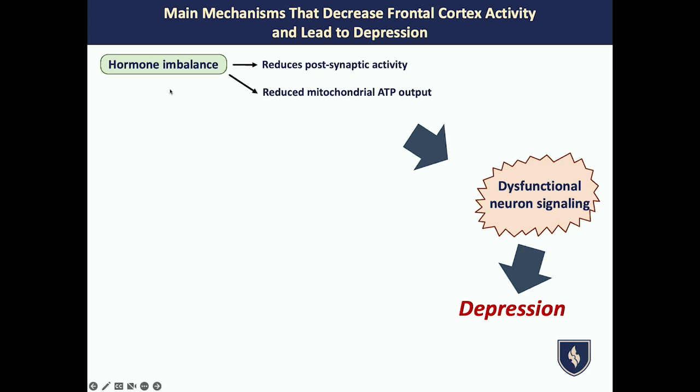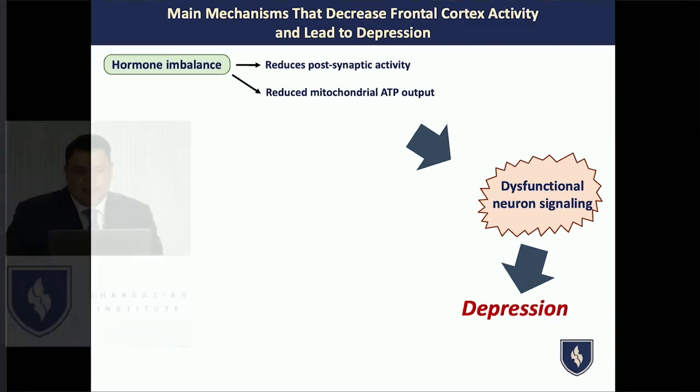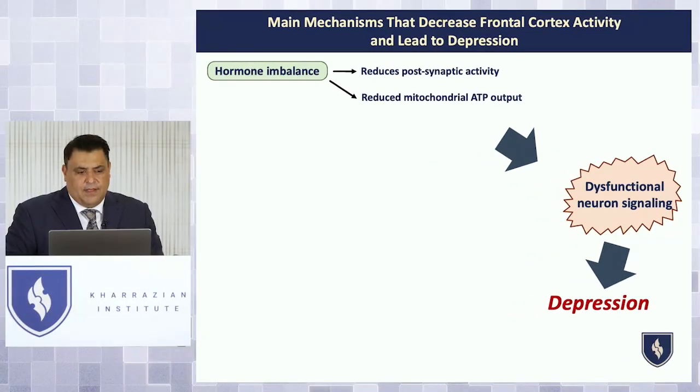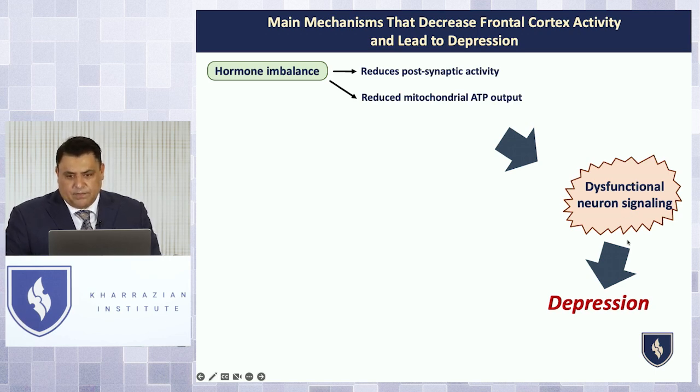Now, hormone imbalances are for sure a factor. Like when men become really low in testosterone, and women when they become really low in estrogen or progesterone or thyroid hormones, they can have some changes in mood, right? And hormone imbalances reduce postsynaptic neurotransmitter activity. We'll go into that in more detail later. It reduces mitochondrial ATP output, and those things can lead to dysfunctional neuronal signaling. And dysfunctional neuronal signaling in the limbic lobe can cause mood disorders. If it really impacts the frontal cortex, that can lead into depression.